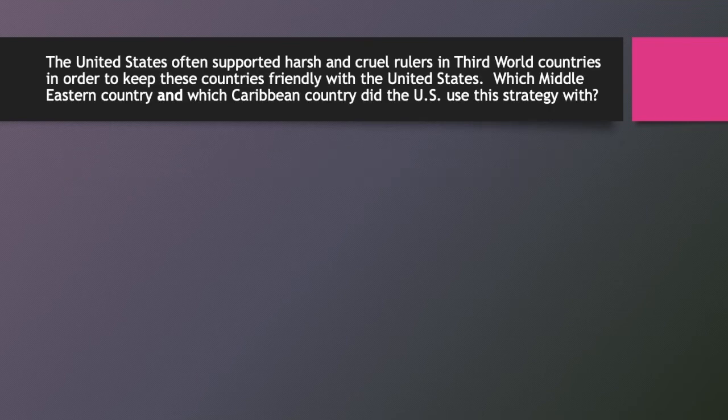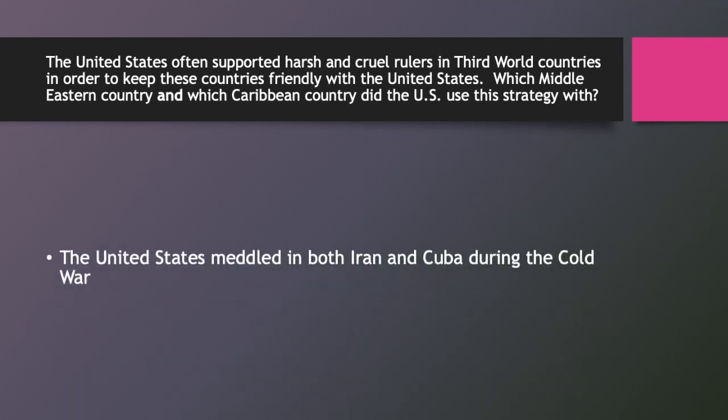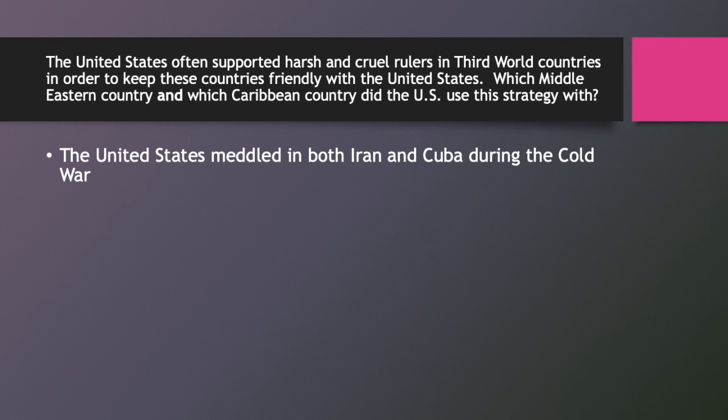All right. So the United States often supported harsh and cruel rulers in third world countries in order to keep these countries friendly with the United States. Which Middle Eastern country and which Caribbean country did the United States use this strategy with? Well, remember we talked about the Shah of Iran. He was the one that we backed, so we meddled in Iran itself. And also in Cuba, we attempted to overthrow Castro on a number of occasions. So key ones in these are Iran and Cuba.